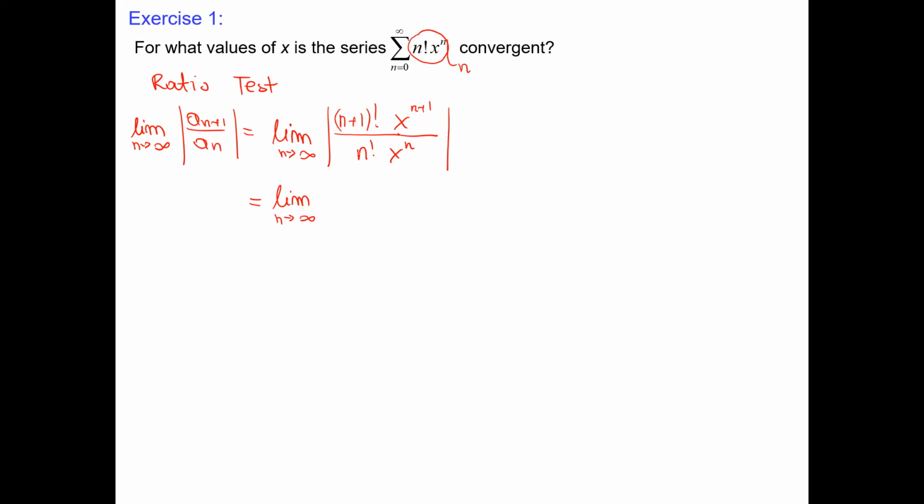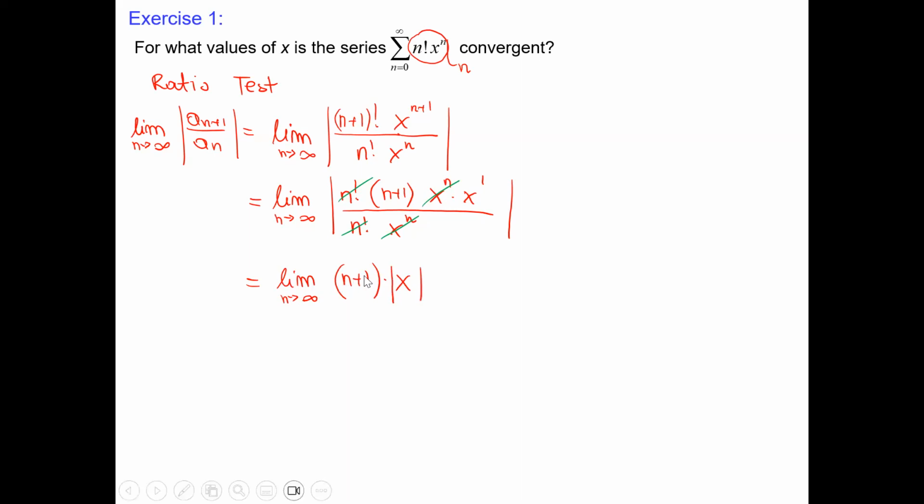Okay, we have to simplify. n plus 1 factorial I can rewrite as n factorial times n plus 1. x to the power of n plus 1 is x to the power of n times x to the power of 1, and this is over n factorial x to the power of n. Let's simplify. And then what's left? We have n plus 1, and we have x. For the n expressions, I don't have to keep the absolute value because this is positive.